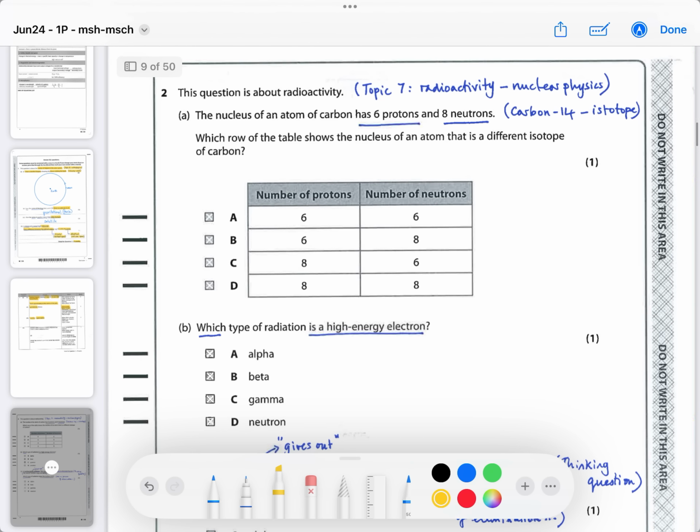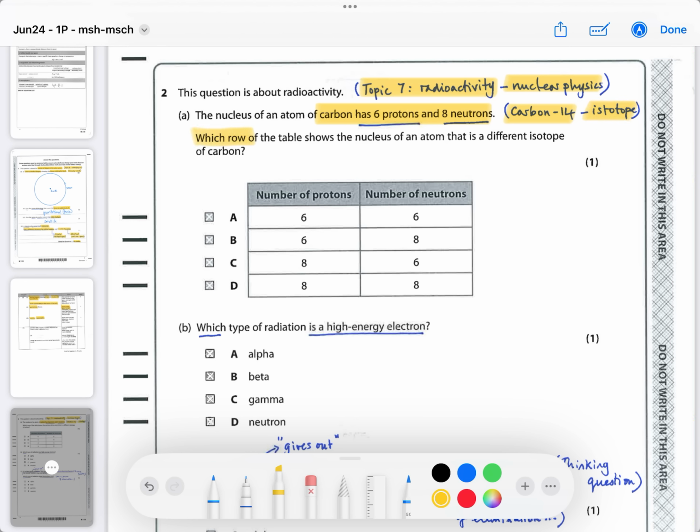So question 2 is about radioactivity, which is topic 7, which is also kind of nuclear physics. The nucleus of an atom of carbon, so carbon has 6 protons and 8 neutrons, and that will be carbon-14, an isotope of carbon-12, which is more common.